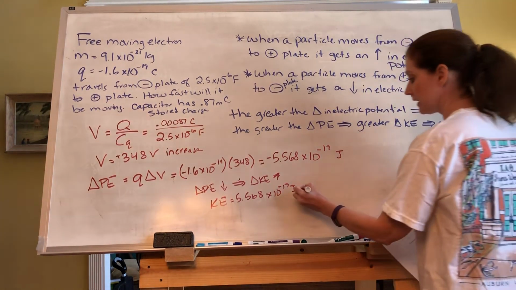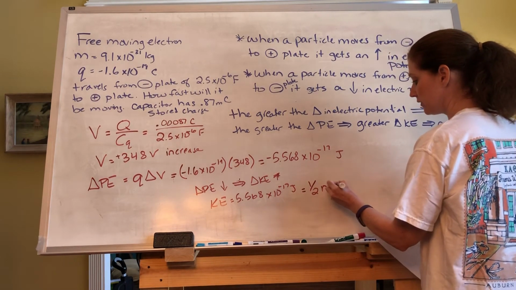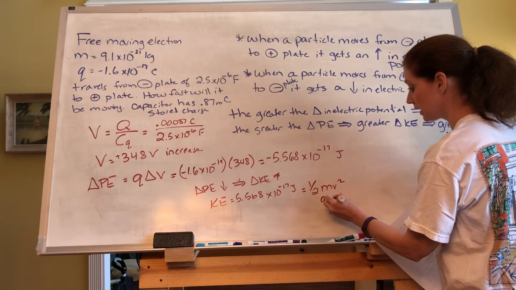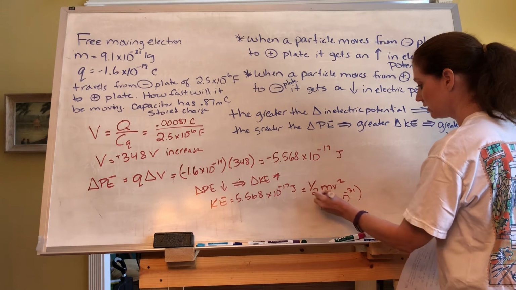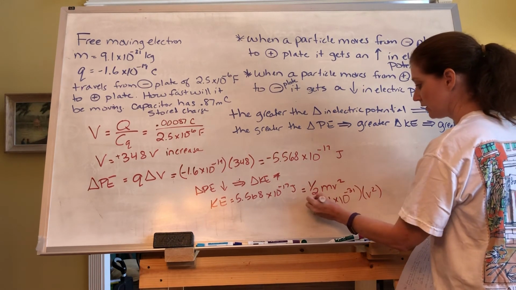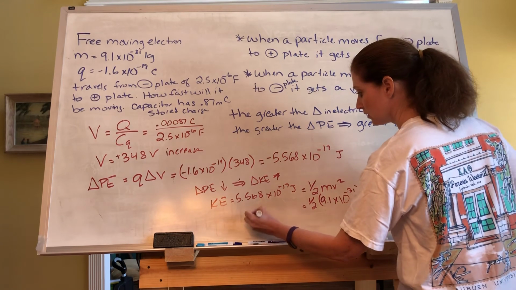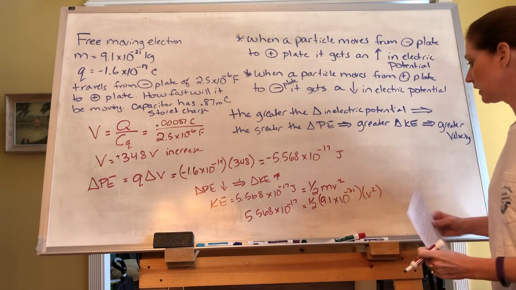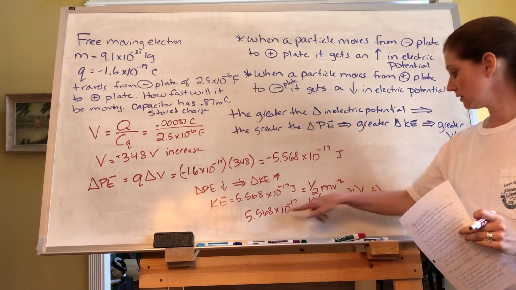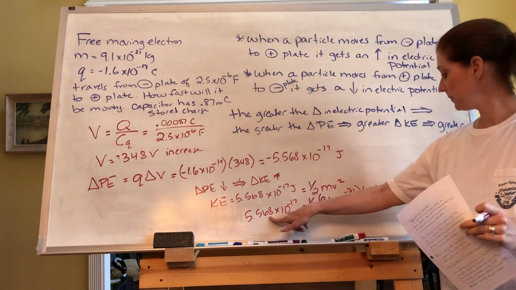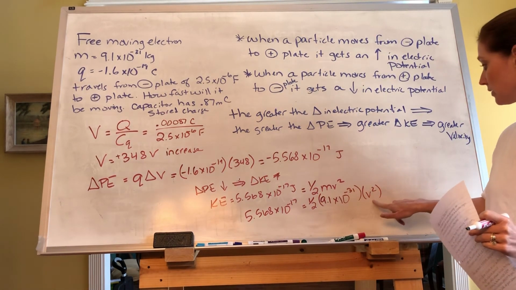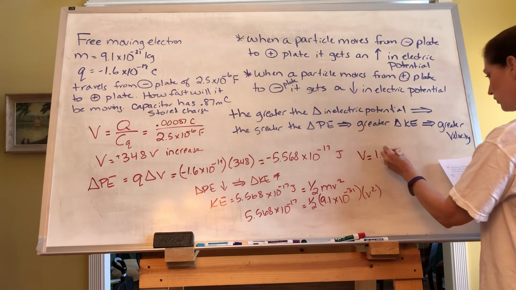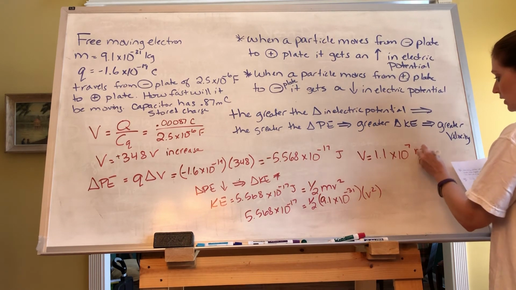All right, then that is going to equal 1/2 mv squared. We're going to put our mass in from up there, 9.1 times 10 to the negative 31, v squared, 1/2. Okay. All right, so we divide this over to there, and make sure you square root your answer, because you have v squared, and so then our velocity is going to come out to be 1.1 times 10 to the 7th meters per second.